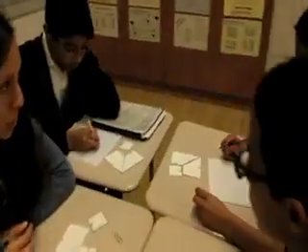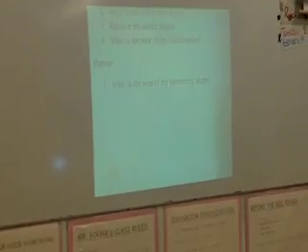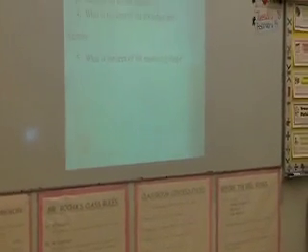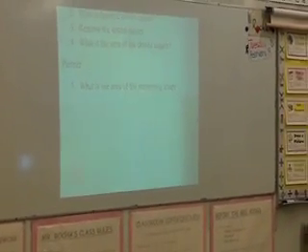Alright, for those of you that are done, okay? The next thing I want you to do is find the area of the remaining shape. Okay, so remember, you remove the smaller one, so let me show what we're doing. Problems like these.